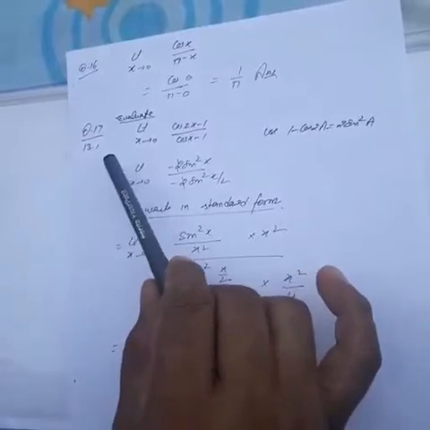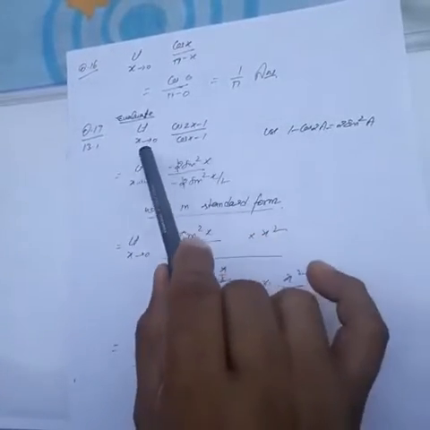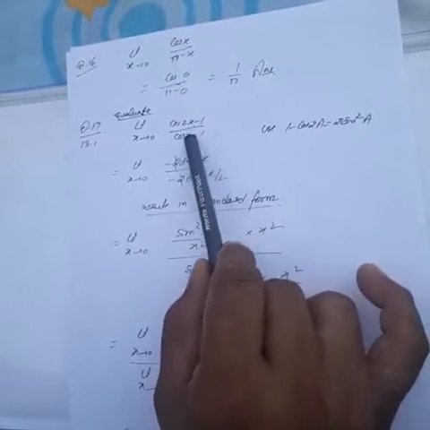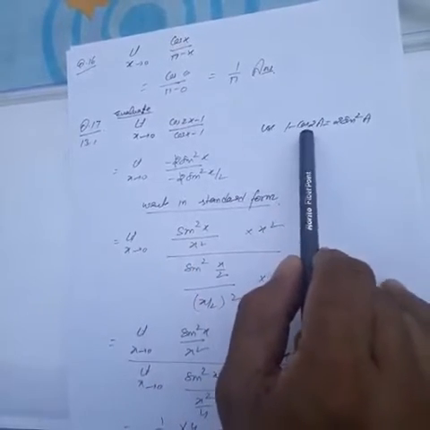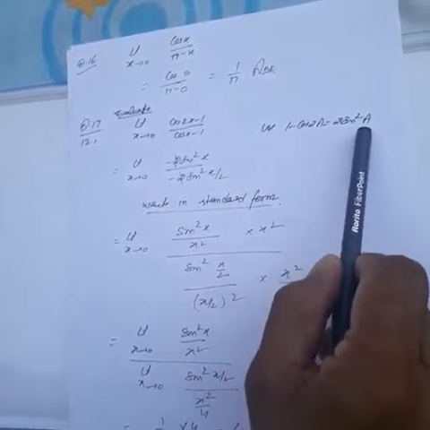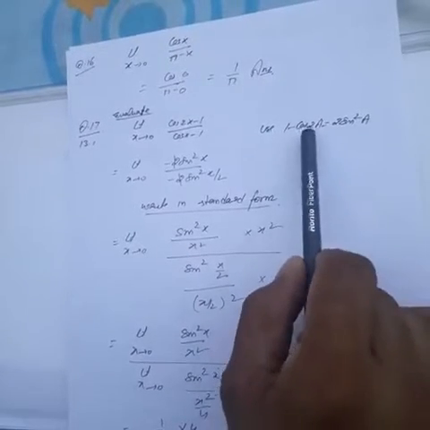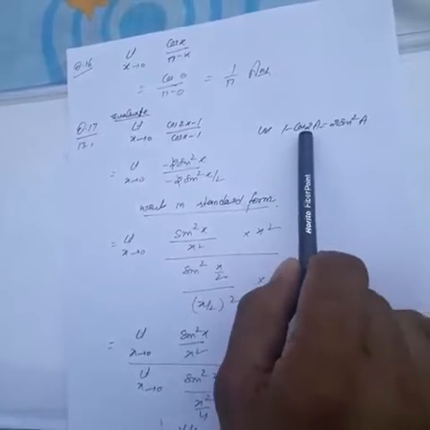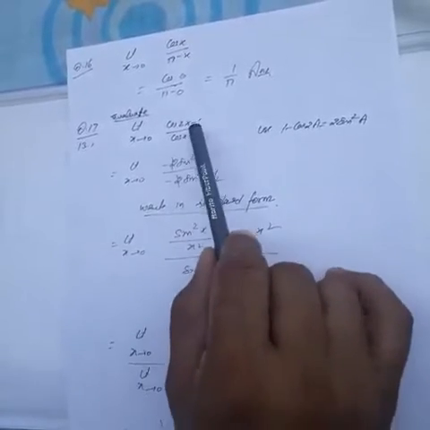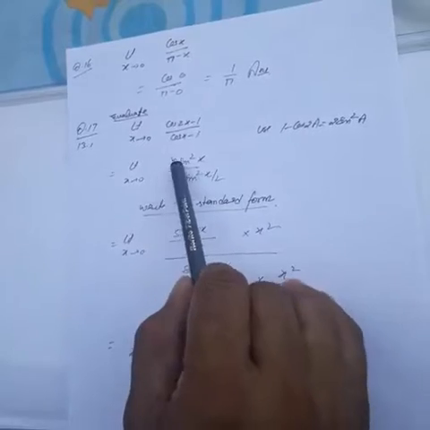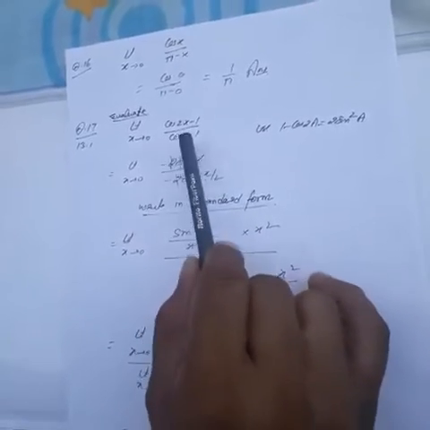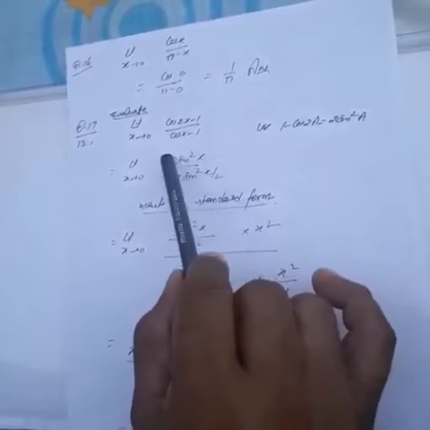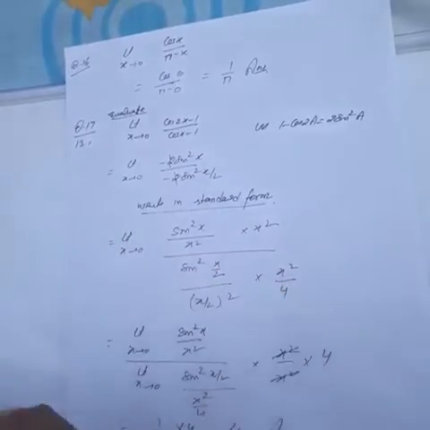Question number 17. Evaluate limit x tends to 0, cos 2x minus 1 upon cos x minus 1. We will apply a trigonometry formula: 1 minus cos 2a is 2 sine square a. On the right hand side, the angle is half of this angle. So we take minus common, so minus of 2 sine square x in the numerator, and in the denominator minus of 2 sine square x by 2. This 2 can be cancelled and the minus sign also.